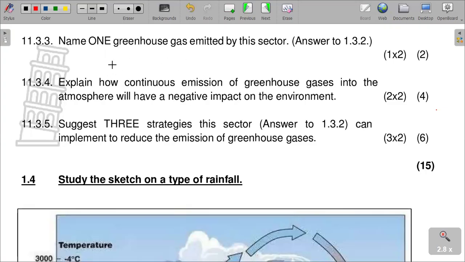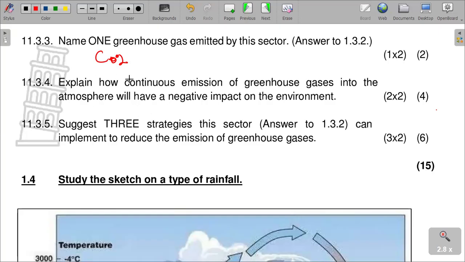Then name the greenhouse gas emitted by this sector. We are saying it is what? It is carbon dioxide. And then explain how continuous emissions of greenhouse gases into the atmosphere will have a negative impact on the environment. Continuous emissions of greenhouse gases will lead to global temperature increases.